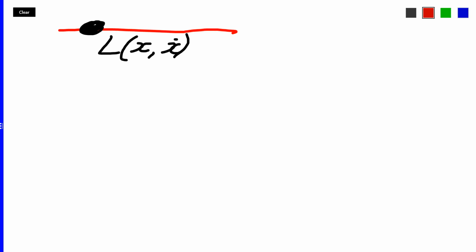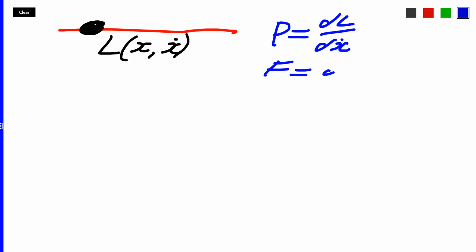We can then say that its momentum, this is something that we should know from basic Newtonian mechanics, its momentum is dL over dx dot, right? And we can also say that the force is dL over dx.